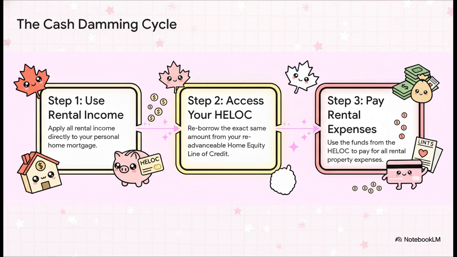Step 2, because you have a special kind of mortgage called a readvanceable one, that payment instantly makes that same amount of credit available in your home equity line of credit, or HELOC. You then borrow that exact same $2,500 from your HELOC. And step 3, use that money from the HELOC to pay all your rental property expenses. That's it. You just repeat that cycle every month.